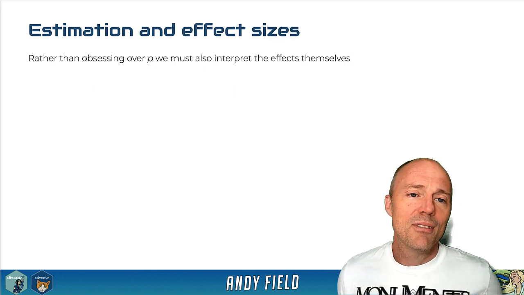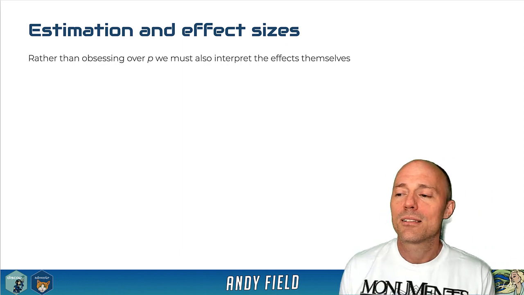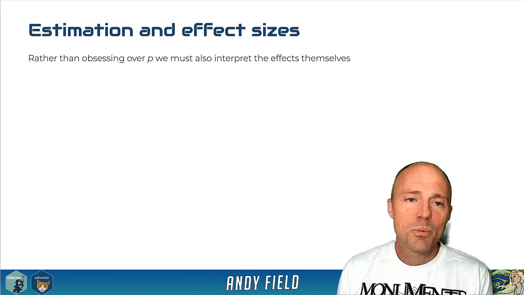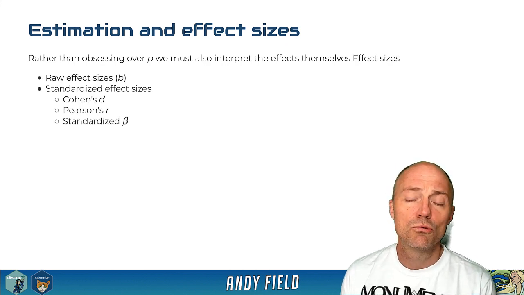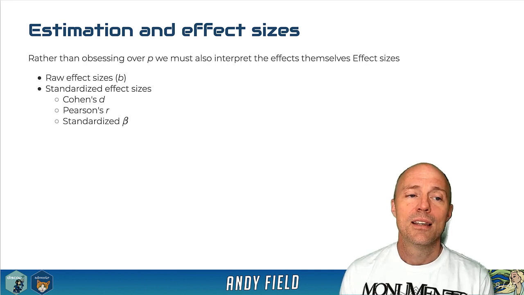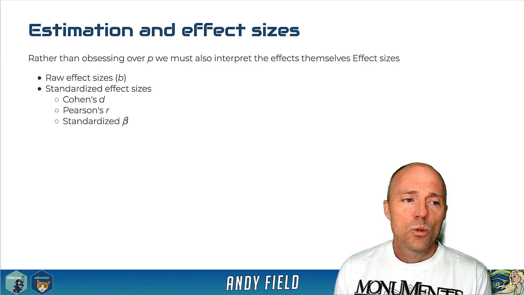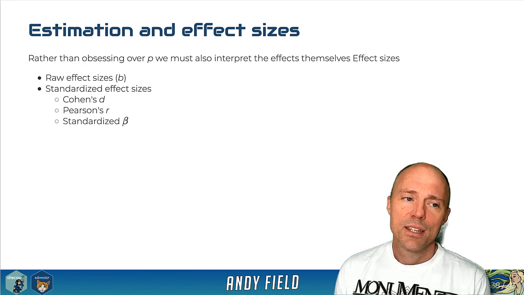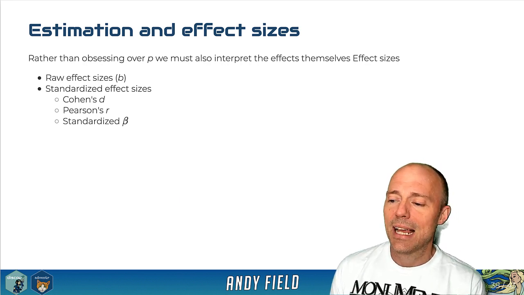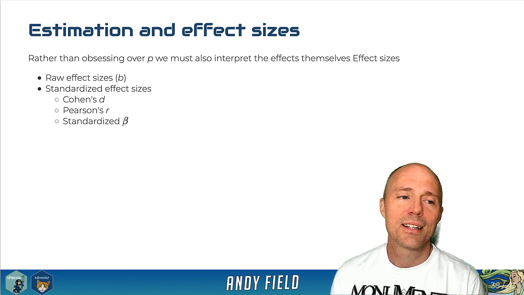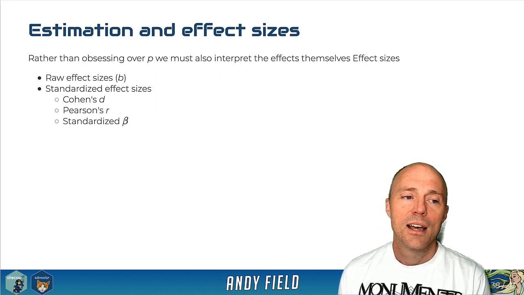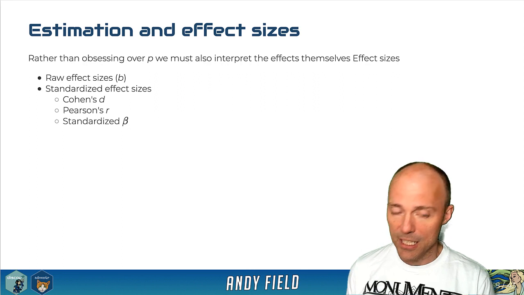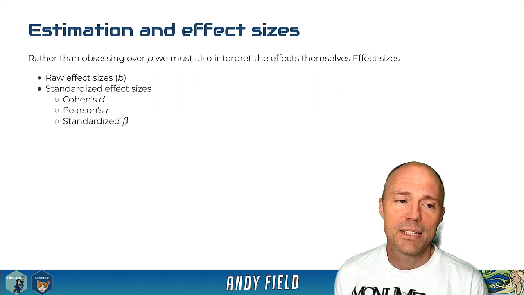So rather than obsessing over p-values, you can also interpret the effects themselves, and this provides a useful context. And there's a few ways you can do this. We talked in previous lectures about raw effect sizes, so actually interpreting the betas, the B's. I'm a big fan of this. You'll also see people using standardized effect sizes. So these are effect sizes that are expressed in standard deviation units or some other kind of standardized unit. A few common ones are Cohen's d, Pearson's correlation, and we came across the standardized B in a previous lecture. So that's like the model parameter, but expressed in standard deviation units.